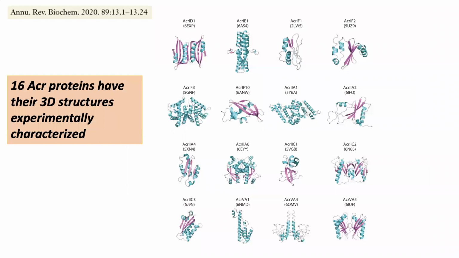Out of the 89 Acr proteins, 16 have their three-dimensional structure solved. Interestingly, they all have different structural folds. So this means that they all have a different evolutionary origin. Interestingly, although without sequence and structural similarity, they all come to the same function, which is to inhibit CRISPR-Cas.